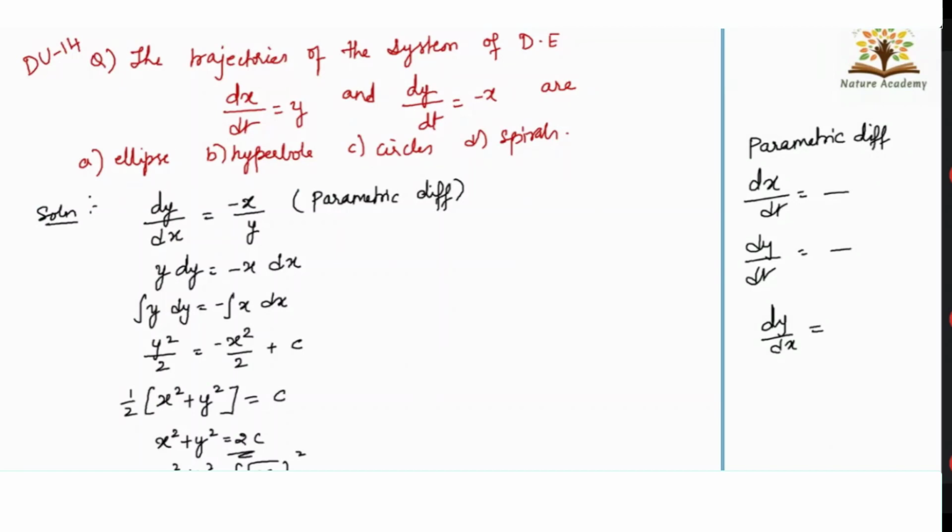So it has become so simple for us now. It was a university question and it is very easy, like butter, for us now. So it is a circle. The answer is circle. Next question.